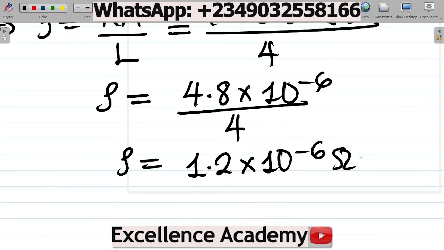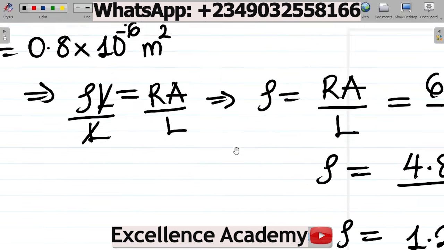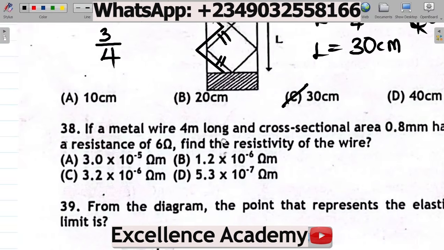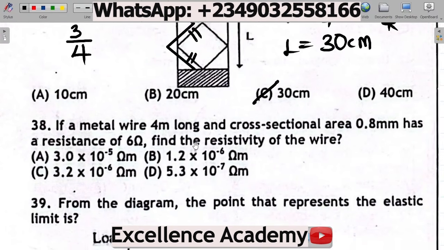Resistivity is in ohm meter. So you have ohm meter. This becomes the correct answer to this question. So let's see which option has this particular answer. 1.2 times 10 to the power minus 6 ohm meter. That is option B. So option B is the correct answer.